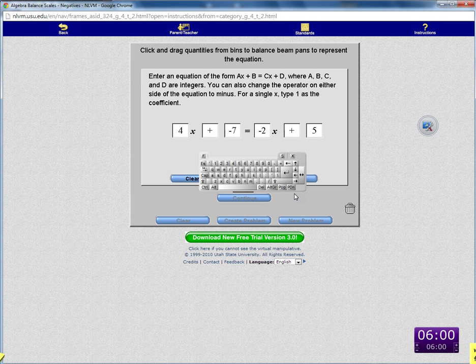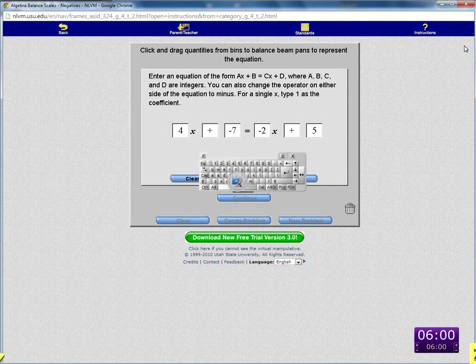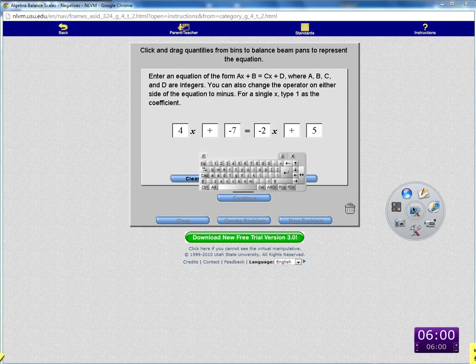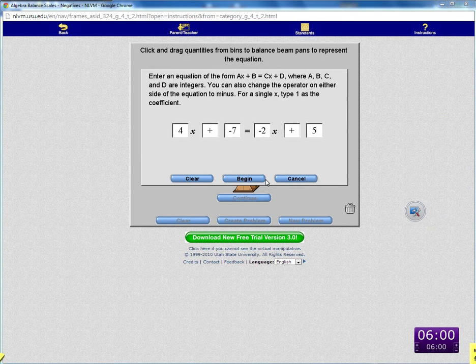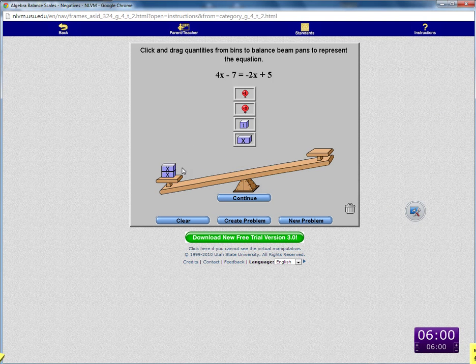4x minus 7, negative 2x plus 5. Is that right? You don't remember? That's okay. Let's just go back. Oh, that's not right. Let's just go back. 4x minus 7, negative 2n plus 5. Negative 2n. Okay. So there's our equation. We have 4x over here. How do I put a negative 2x over here?